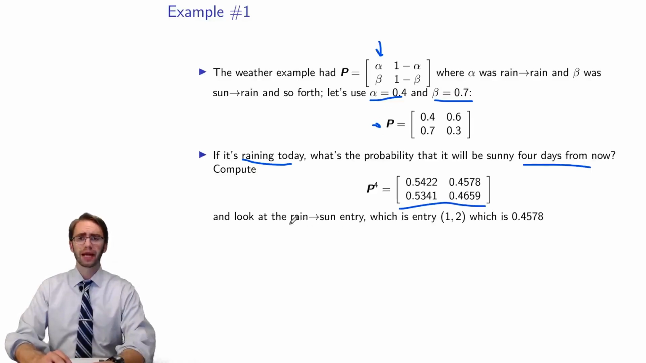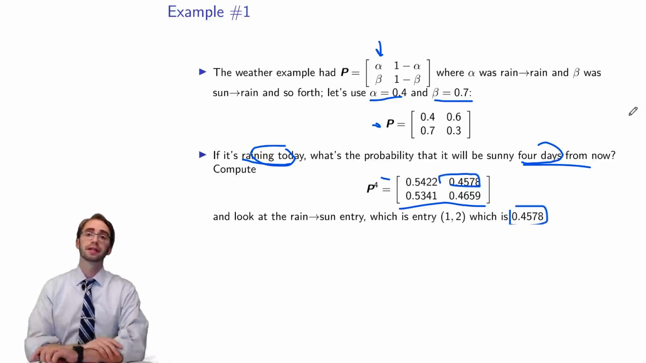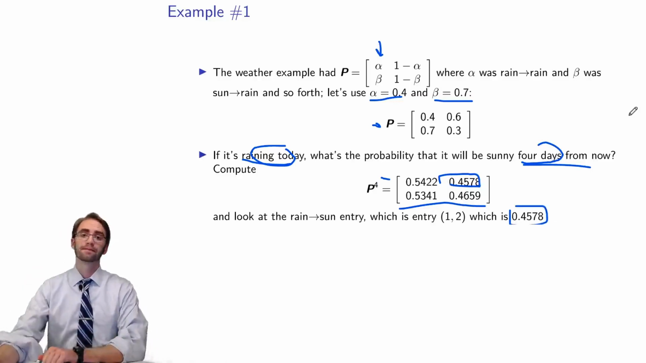And we'd say, okay, what's the probability if it's currently raining? We want the probability that it's sunny 4 days from now, which means you take this matrix to the 4th power, and then you look at the entry in the first row, because rain comes first and sun comes second in the way we ordered things. So you look at the first row and the second column, which is this one. And that tells me 0.4578. There's a 0.4578 probability that it is sunny 4 days from now.